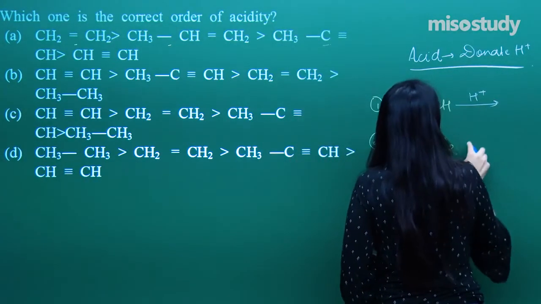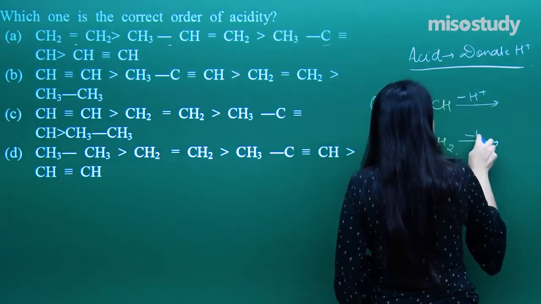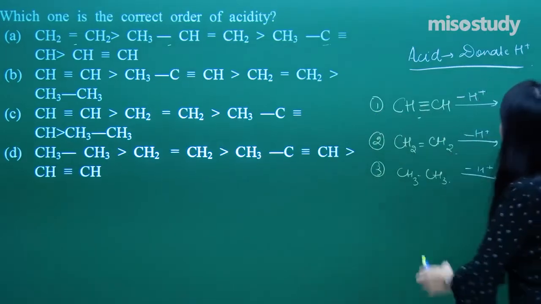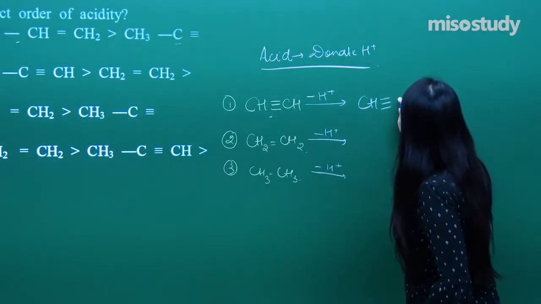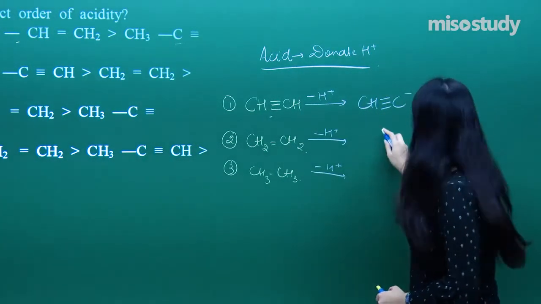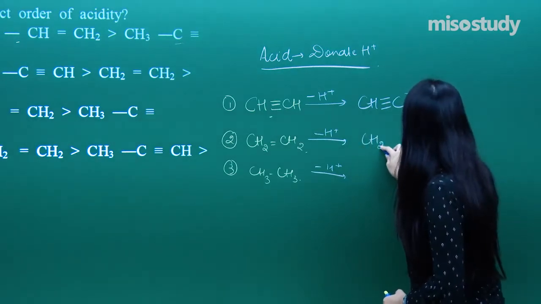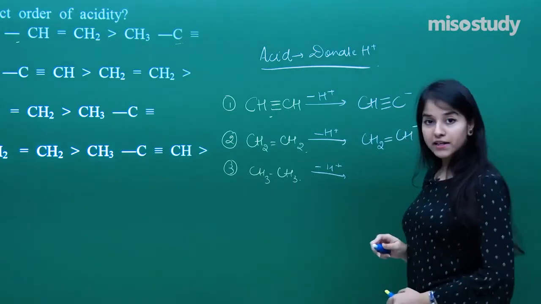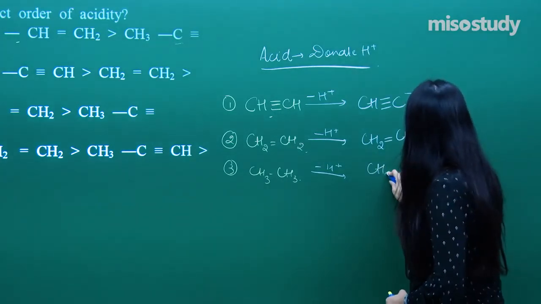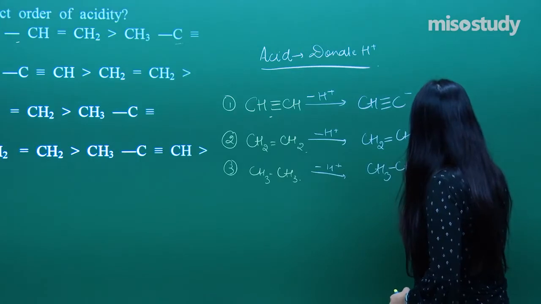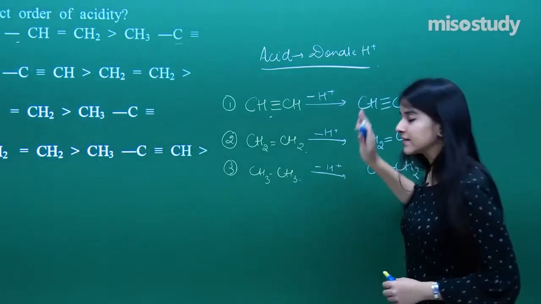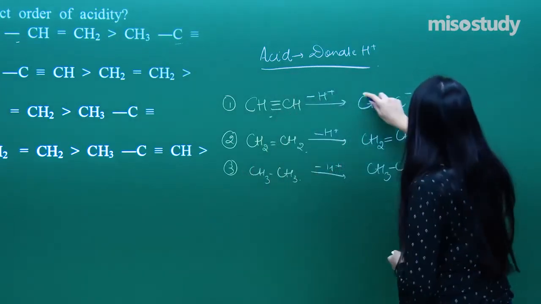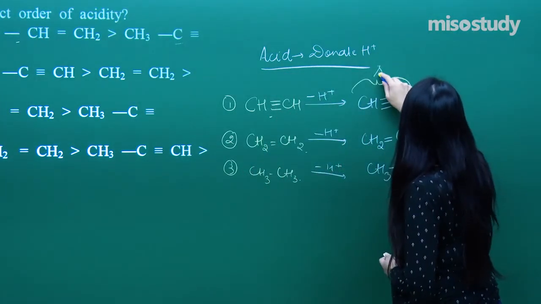So I remove the H positive. So here what do we have? This kind of an anion is obtained. Again here I have got this kind of an anion, and an anion like that. So I've got these three. Now how to judge the stability? So I need to find out the stability of the three.